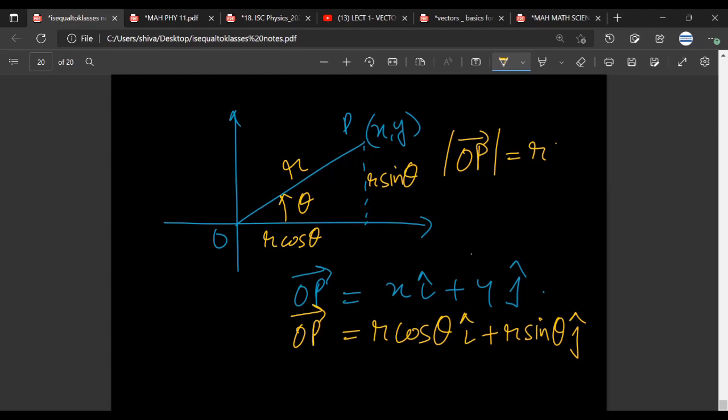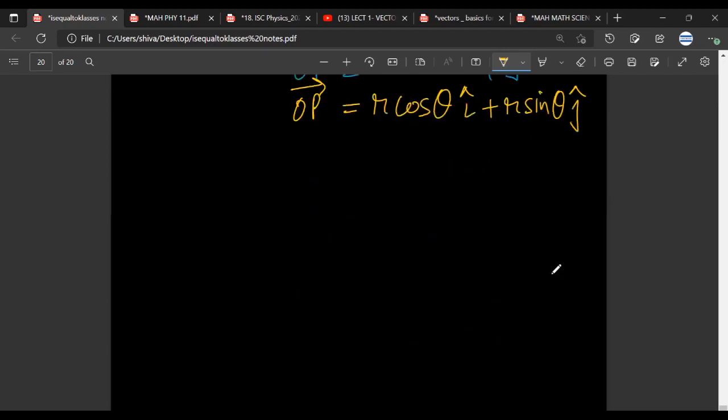So what I have done is, in vector notation, I have resolved this vector OP into its components. One component is this one, and another component is this one. Is it making sense or not? Let us relook at what I'm trying to say here.